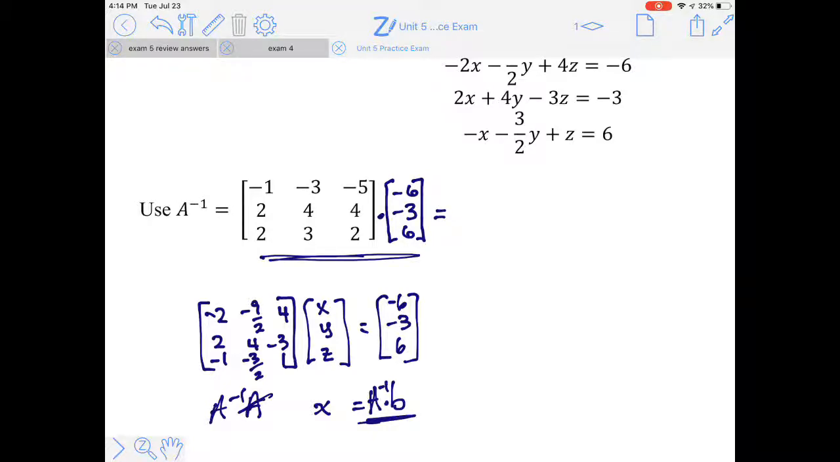So I always want to double check just to make sure it'll even work. Matrix A inverse is a 3 by 3, and this one is a 3 by 1. So it'll work because the inside numbers match. And it'll give you a 3 by 1 matrix.